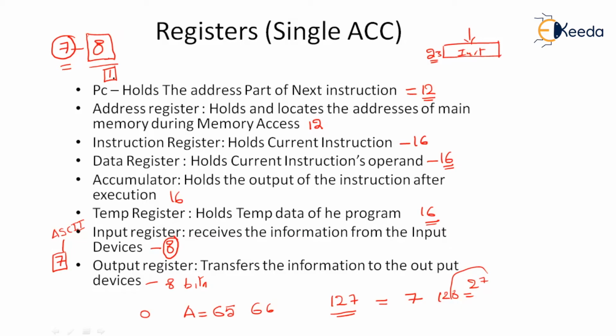So once again, program counter 12 digits, address register 12 digits, instruction register 16 digits, data register 16 digits, accumulator 16 digits, temporary register 16 digits, and input register 8 bits, and output register also 8 bits. Let us have a look at which registers are going to hold the word part of the main memory. Instruction register is going to hold the word part. Data register is also going to hold the word part. Accumulator is also going to hold the word part. And the temporary register is also going to hold the word part.